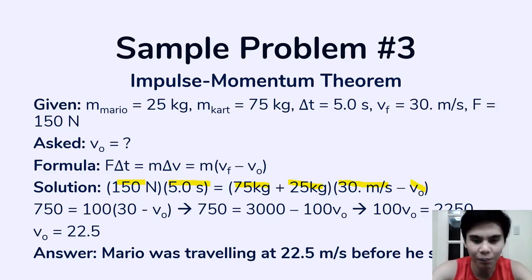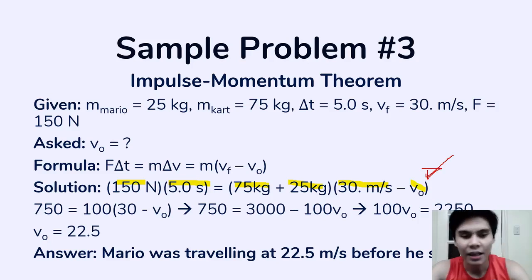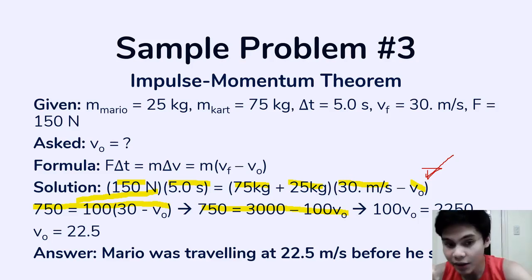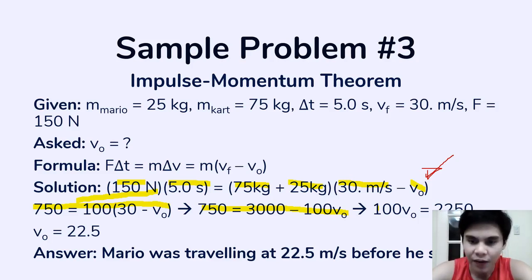All right, so again, in this part of the problem, the first line of the solution, we are just substituting the given. We're just putting the given in the formula. Now, if we start solving the problem, we get 750 is equal to 100 times 30 minus v naught. So again, we get to this part. Again, all we did was multiply 150 times 5. Okay? And we simplified 75 plus 25. Okay? Now, if we keep solving that, we get 750 is equal to 3,000 minus 100 initial velocity. Again, we just distributed your 100, 100 times 30, 100 times initial velocity. And finally, we isolate your initial velocity to get 22.5. So Mario was traveling at 22.5 meters per second before he started speeding up.